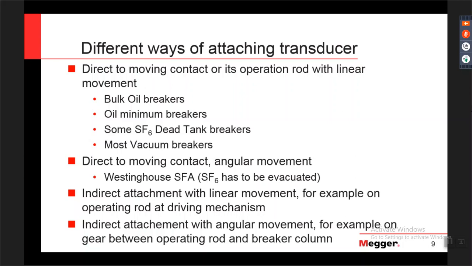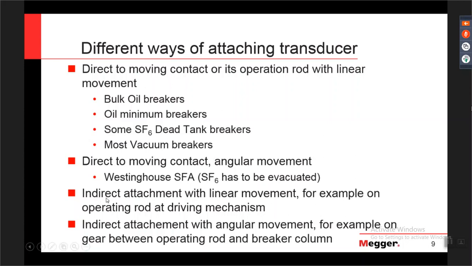And the second one is direct to the moving contact with angular movement. This is a kind of special design of circuit breaker. I have a picture of that I will show later. But the moving contact actually has a rotating motion, so that one you can measure with angular movement.